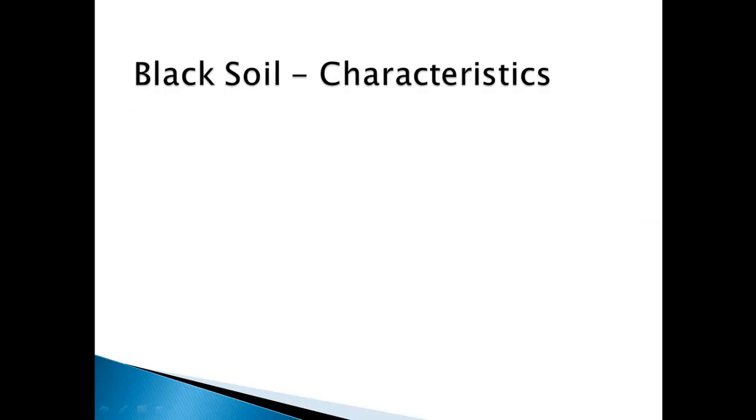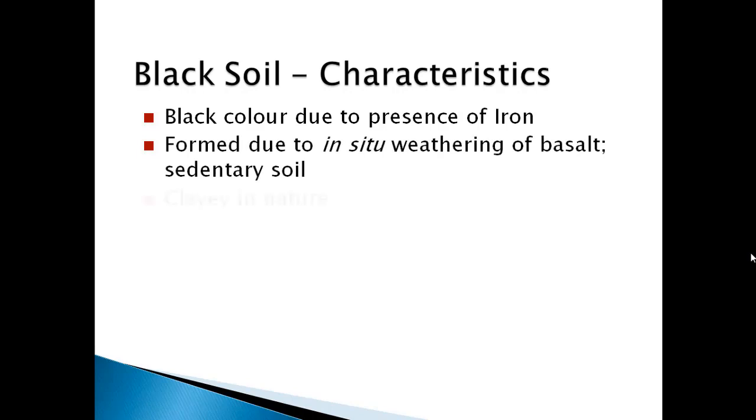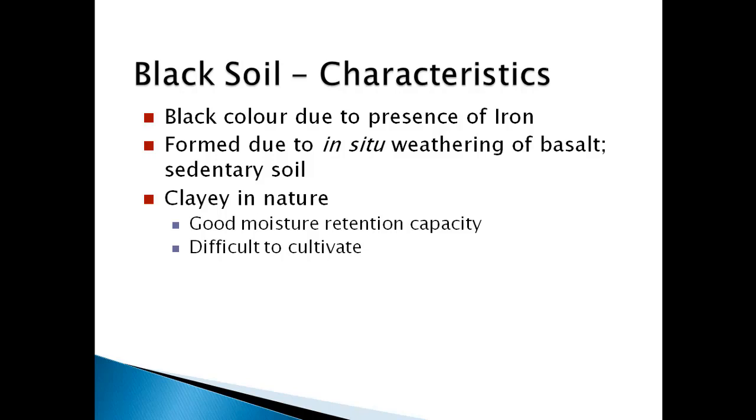Black soil characteristics. Black soil has black color due to the presence of iron. Black soil is formed due to in situ weathering of basalt. It is also called sedentary soil. In situ means breaking of the rock at the same place, and these particles give birth to black soil. It is clay in nature. This soil also has good moisture retention capacity. It is difficult to cultivate because it is clay in nature.